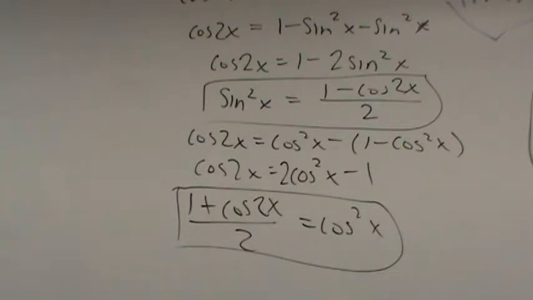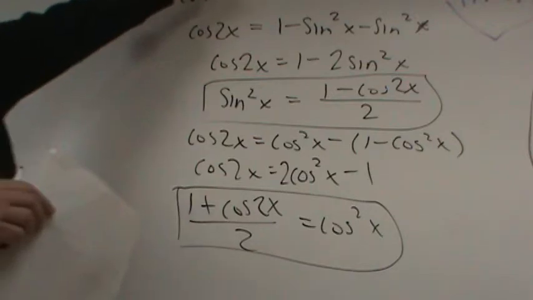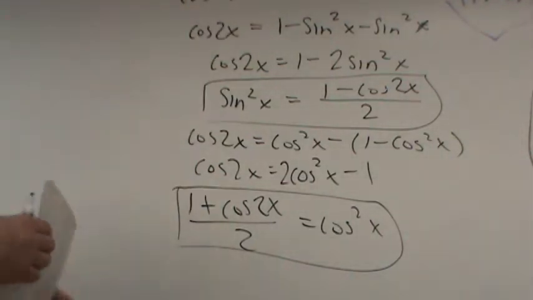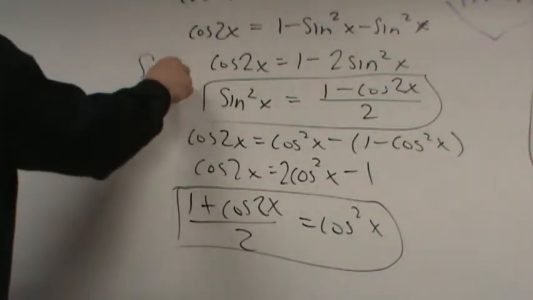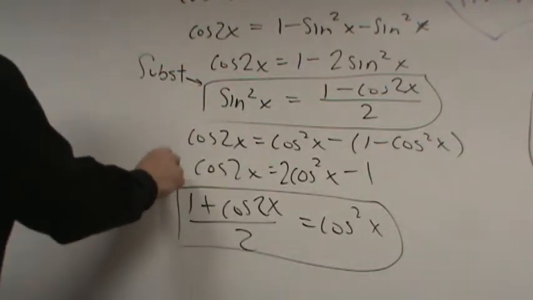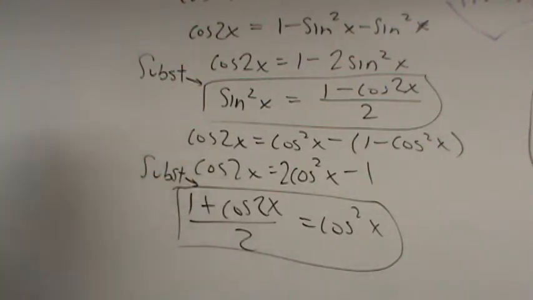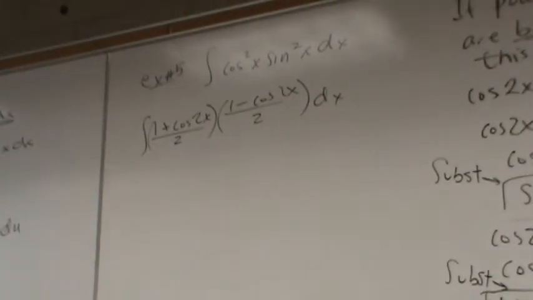Sure. So that's the substitution we're going to do. And that's what you do. If the powers of sine and cosine are both even, you must do these substitutions. Substitute that for every cosine squared, every sine squared. Let me show you how this works out. My cosine squared is 1 plus cosine 2x over 2. My sine squared is 1 minus cosine 2x over 2. You guys okay with that?